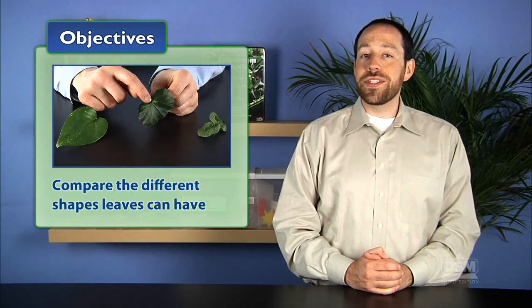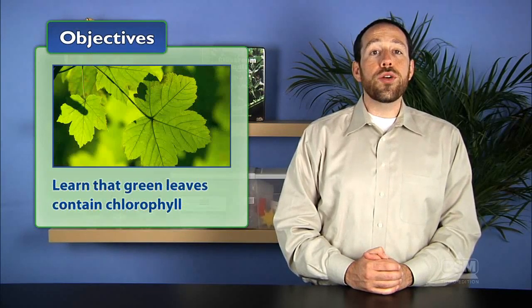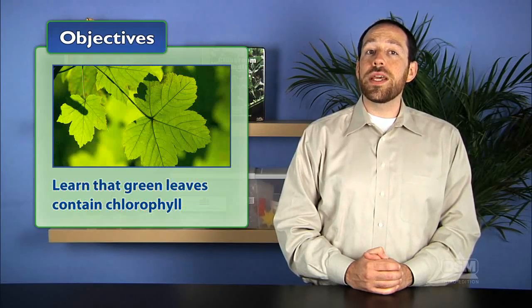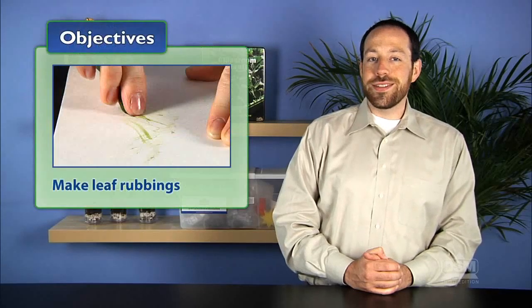In Activity 8, Leaves Make Food, students learn about the main function of plant leaves. Students first collect and examine a variety of leaves and compare the different shapes leaves can have. They then learn that green leaves contain chlorophyll, which captures sunlight and uses it to make food for the plant. Finally, students will make leaf rubbings.